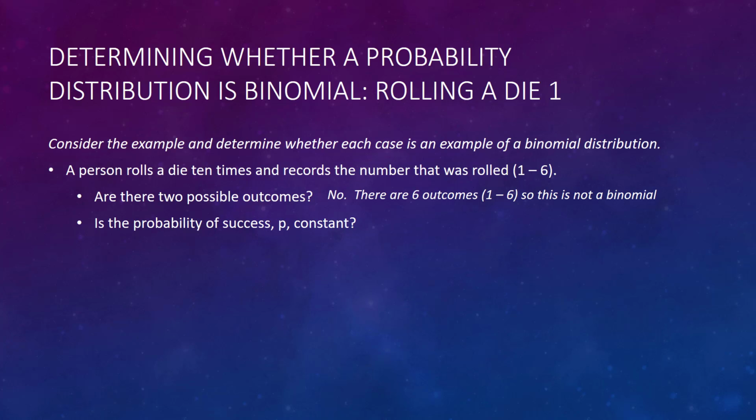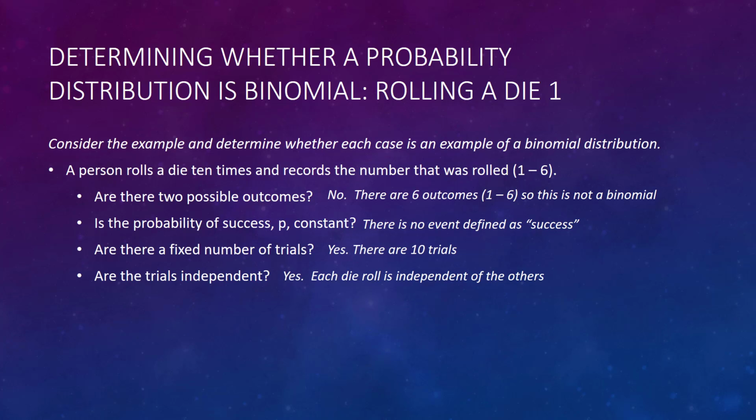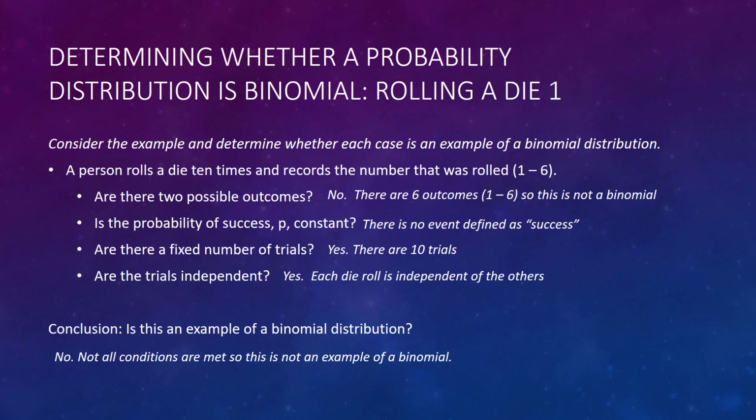What do you think? Is the probability of success constant? Well, we're in a bit of a pickle here because since there are 6 possible outcomes, we can't really define one as success and the other as failure. So since we don't have an event that we're calling success, we really can't say that the probability of success is or isn't constant. There are a fixed number of trials, however, and the trials are independent. So even though these 2 requirements are met, since all of them are not met, we say that this is not an example of a binomial distribution.